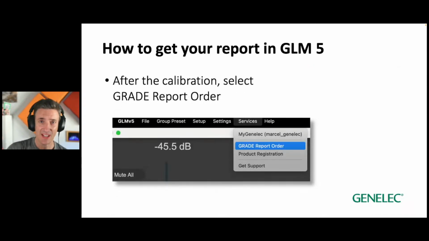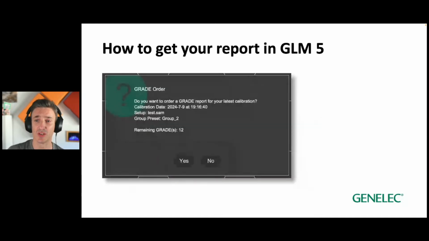And after the calibration, you can then select grade report order. This is also found in the services menu. And you will see this window. Once again, you are asked if you want to do a grade report for your latest calibration. At the moment, it's only possible to do the grade report for the latest calibration.